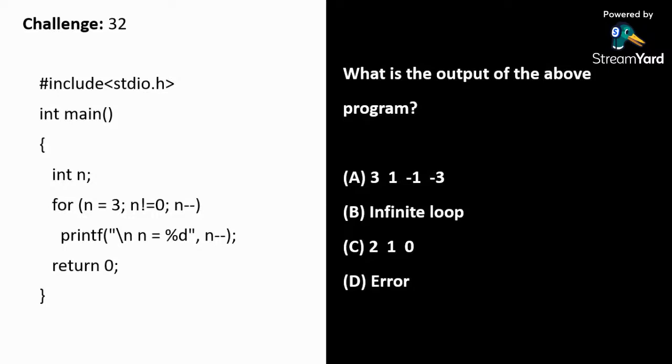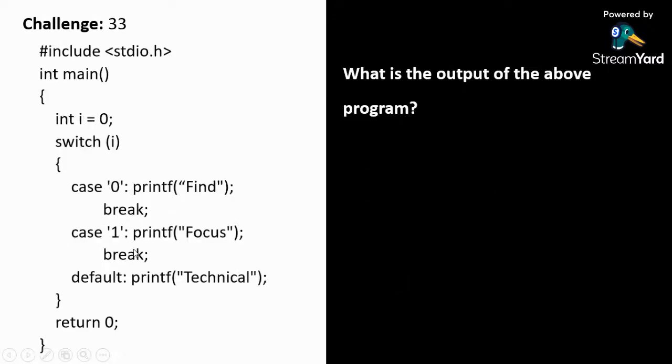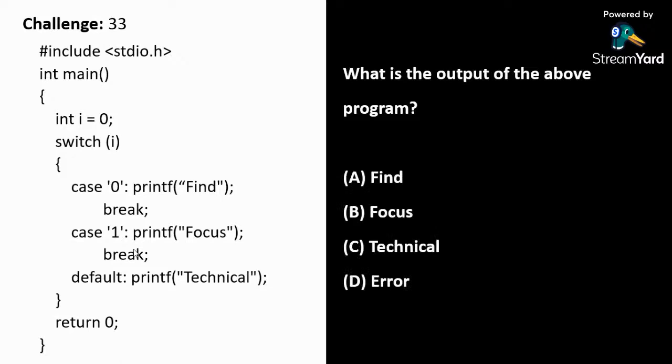We have got a couple of answers. Most of them are saying option C. The answer is infinite loop, guys, because there are two decrementations happening. Starting from 3, the first decrement will go to 1 and then it will go to minus 1. So the value of n will never be 0. As long as it is not 0, the loop will keep continuing. So it's an infinite loop. What will be the output here?